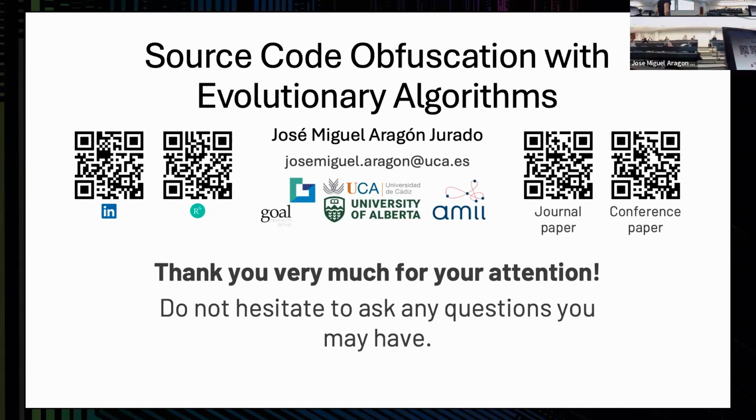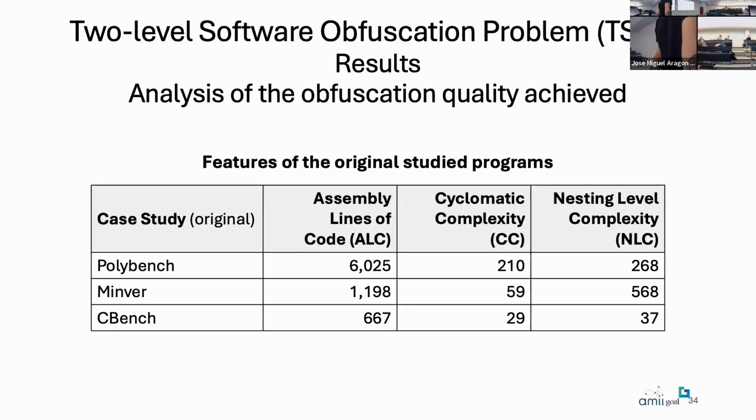The size of the programs you've been able to obfuscate? The size? How many lines of code? Yeah. So it was about 6,000 for PolyBench, 1,000 for MiBench, 600 for the program that we selected from cBench. Something like that. In our previous work, we also had more simple programs with fewer lines. It was more difficult to obfuscate those programs than the complicated ones because you have less code to play with.